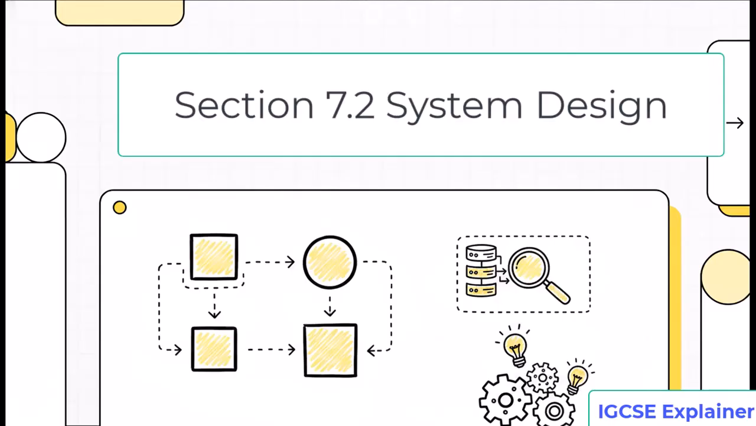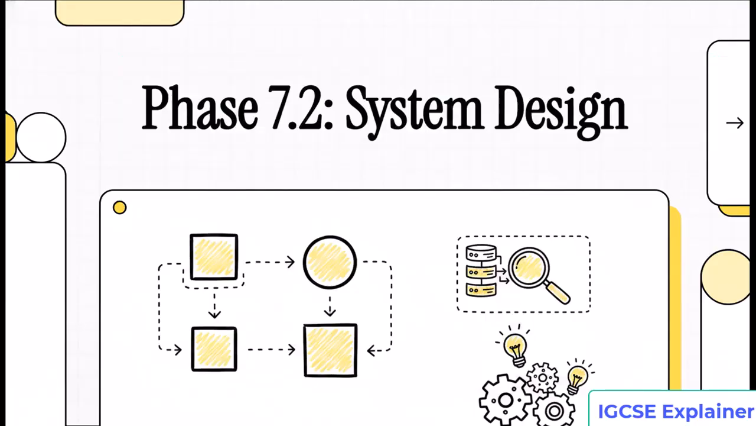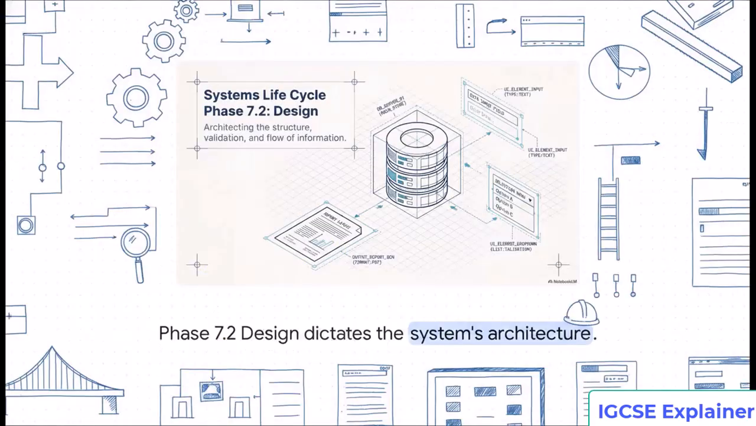Welcome to this explainer. Today we're demystifying phase 7.2 of the system's life cycle. Now I know what you might be thinking. System design rules sound, well, a little dry, right? But stick with me, because we're going to turn this into a really fascinating, highly structured journey of data. If you've ever wondered how the digital world behind your screen is actually built, you are absolutely in the right place. All right, let's just dive right into this blueprinting stage.